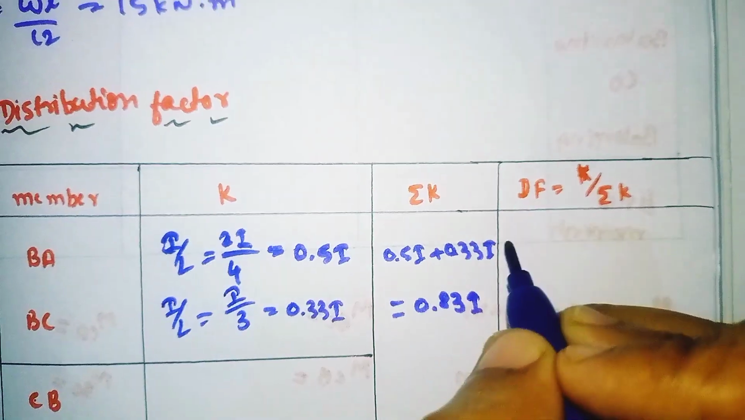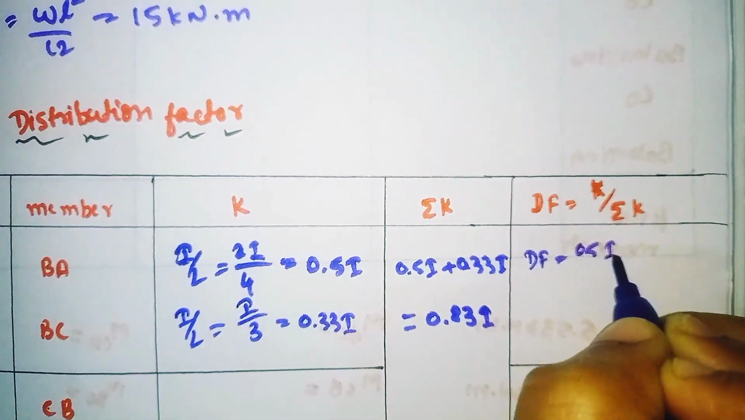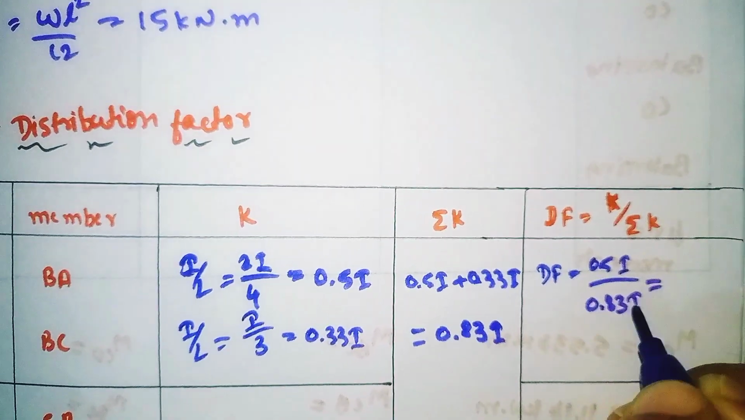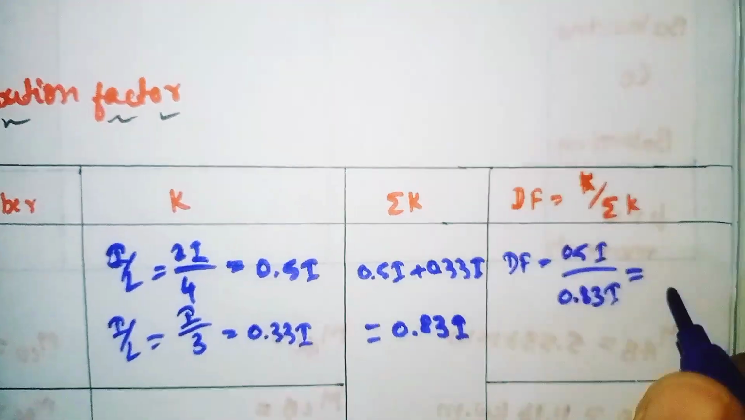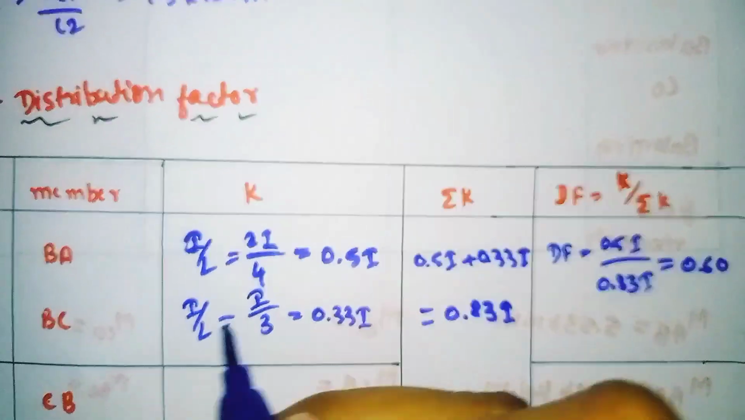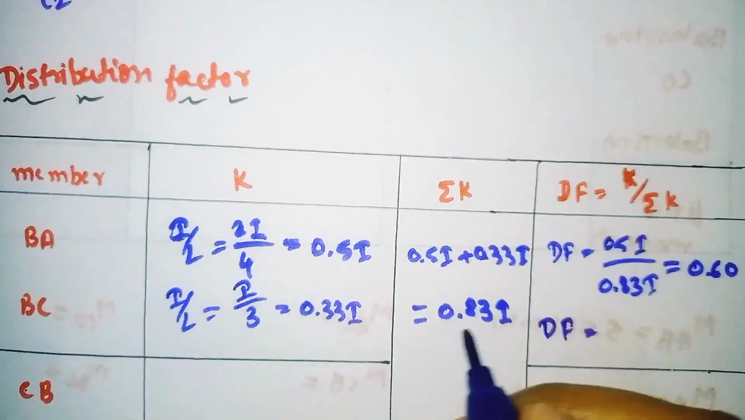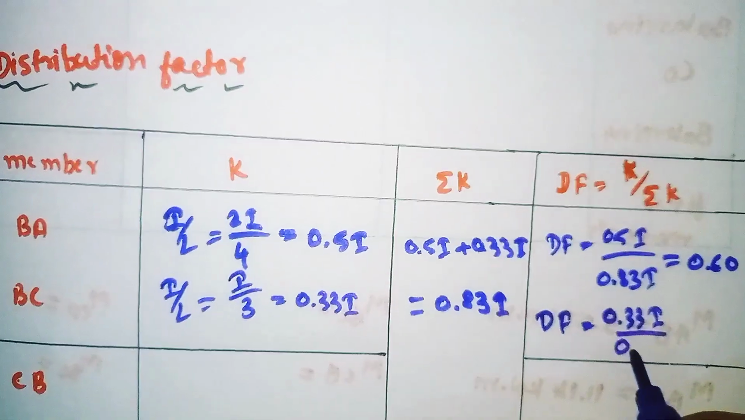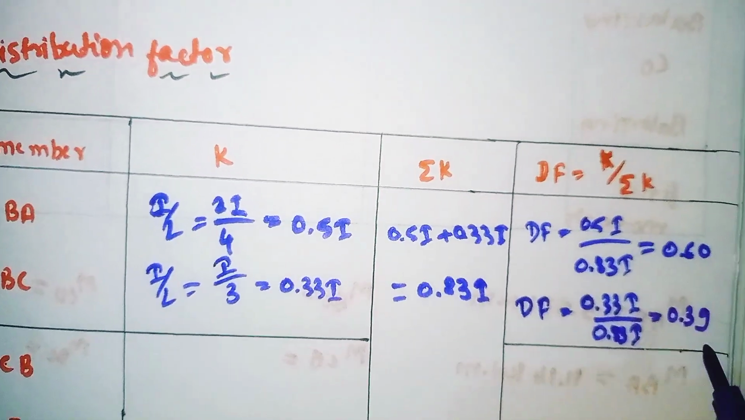So if you find the distribution factor, DF is equal to K, which is 0.5I, divided by the summation of K, which is 0.83I. So it will come out as 0.6. Now if we see for the member BC, DF for BC is equal to our K value 0.33I divided by 0.83I. So it will come out as 0.4.